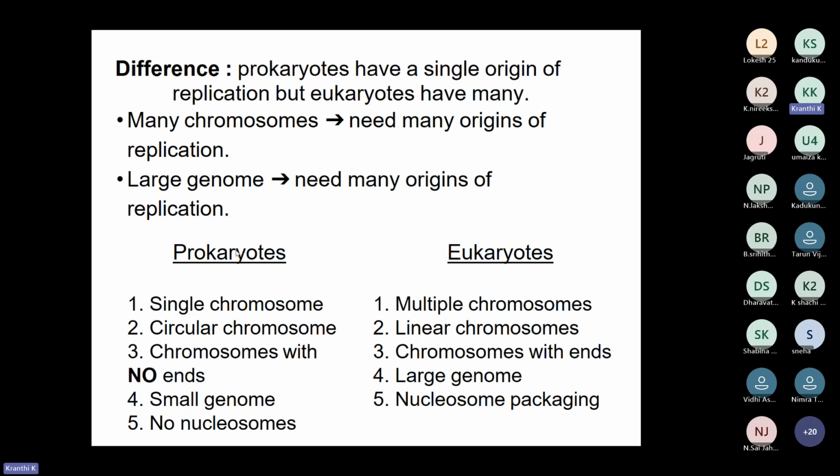Why? A single chromosome is present in prokaryotes, and moreover it's a circular chromosome, with no ends, a small genome, and no nucleosomes. But in eukaryotes, multiple linear chromosomes are there, the rate of adding base pairs is very slow, the chromosomes have ends, a large genome, and nucleosome packaging. What do we mean by nucleosome packaging? When the chromosomes are packed, they have to unwind, and that takes time. But as there are no nucleosomes in prokaryotes, free-floating DNA is available in the cell, so there is no need for unpacking. In eukaryotes, we need to remove the packing also.